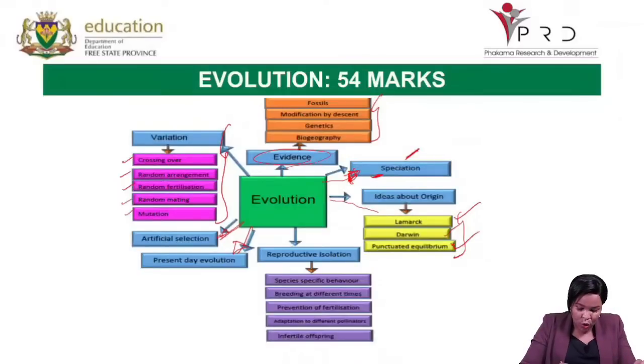Then also know the reproductive isolation mechanisms. So once these organisms have speciated or they become new species, what keeps them apart or what keeps them from reproducing? So those are species-specific behavior or courtship behavior, breeding at different times, prevention of fertilization, adaptation to different pollinators, and infertile offspring. So these are some of the reasons that you can look out for.